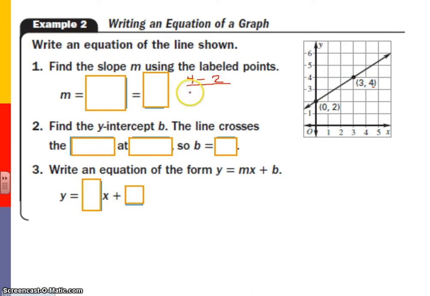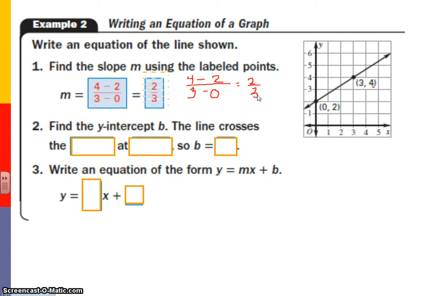Over your x's, which x goes with 4? 3 minus 0. Then subtract. 4 minus 2 is 2. 3 minus 0 is 3. You can see they did the exact same thing over here. 2/3 is your slope. Now we need to find the y-intercept, or b.